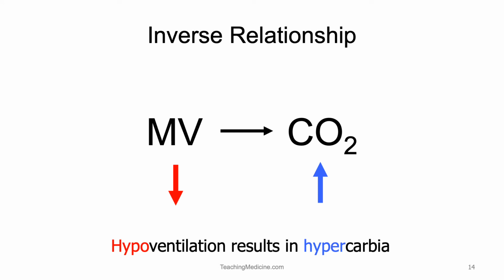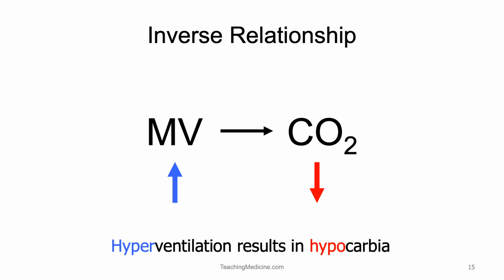This creates an inverse relationship between minute ventilation and carbon dioxide. When minute ventilation is low, carbon dioxide levels will be increased. In other words, hypoventilation results in hypercarbia. When this relationship is in the opposite direction, increased minute ventilation will reduce carbon dioxide levels. Therefore, hyperventilation results in hypocarbia.